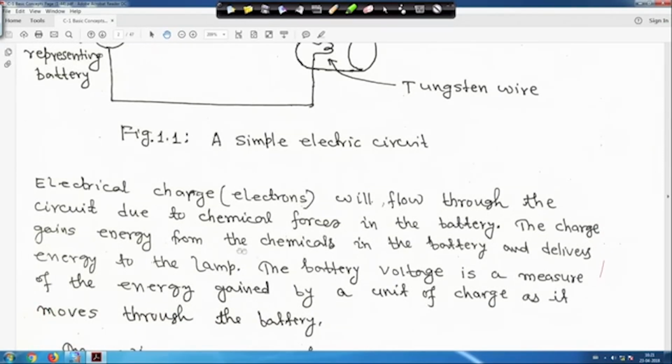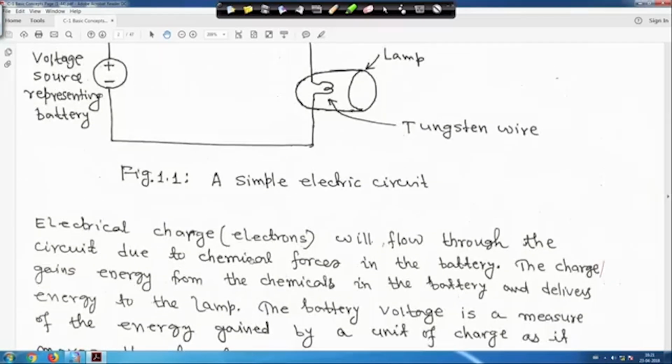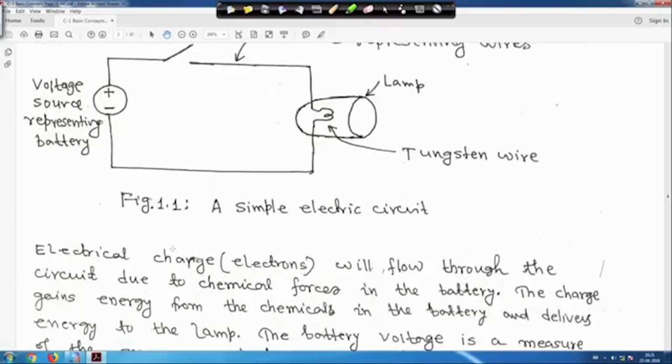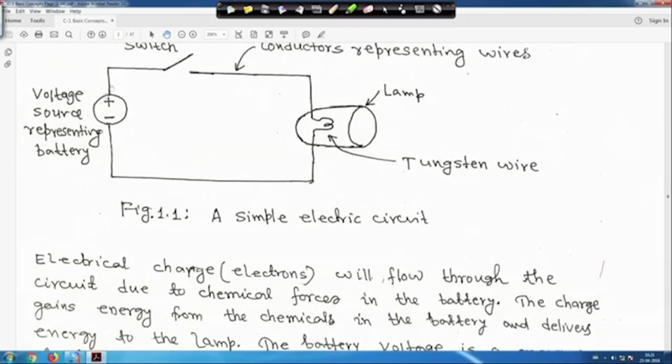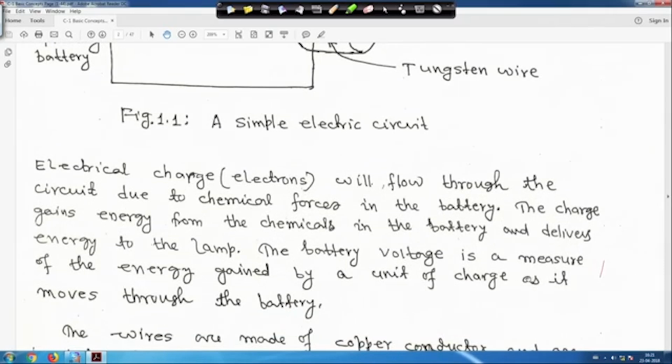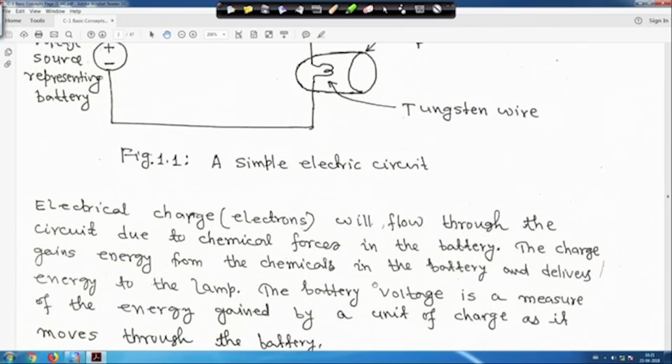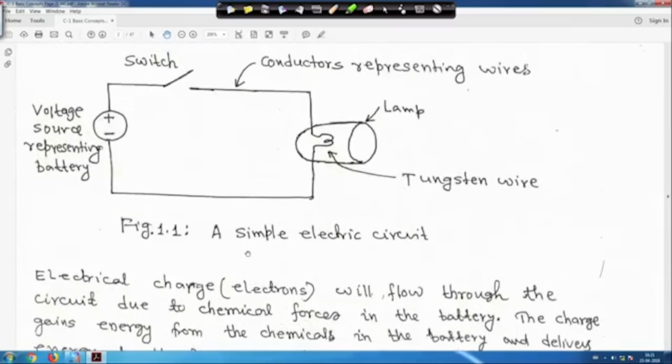The charge gains energy from chemicals in the battery and delivers energy to the lamp, right. I will come to charge a little bit later. Actually, from here energy is coming to the lamp. And the battery voltage is a measure of the energy gained by a unit of charge as it moves through the battery. Later we will see voltage and other things, but the battery voltage is a measure of the energy gained by a unit of charge as it moves through the battery.